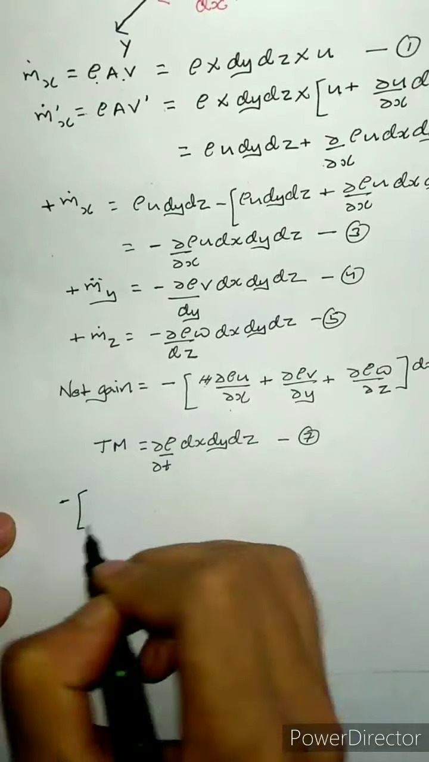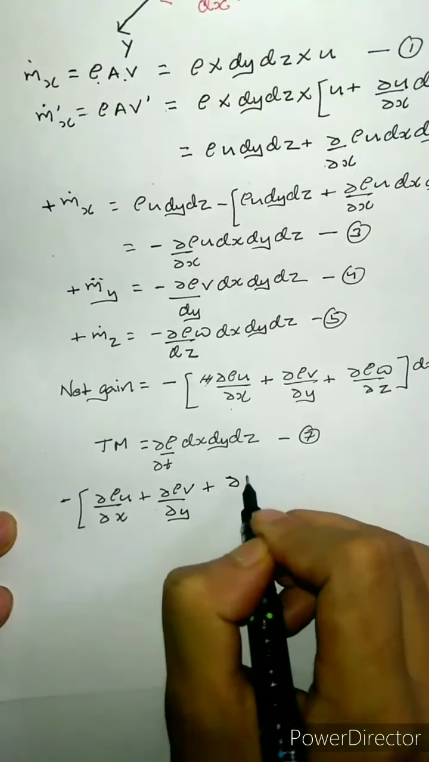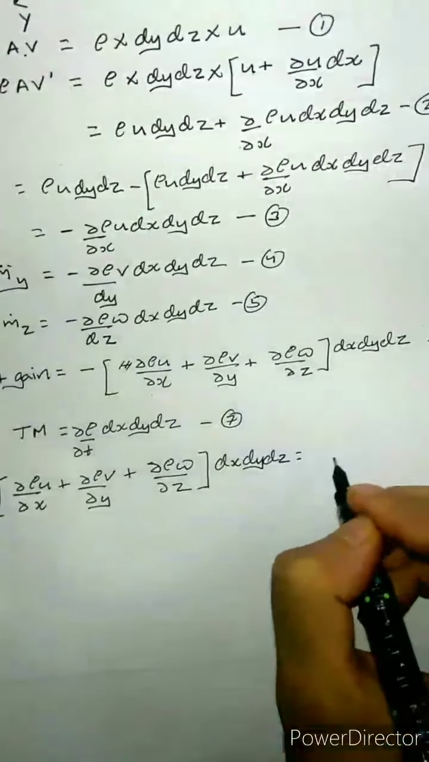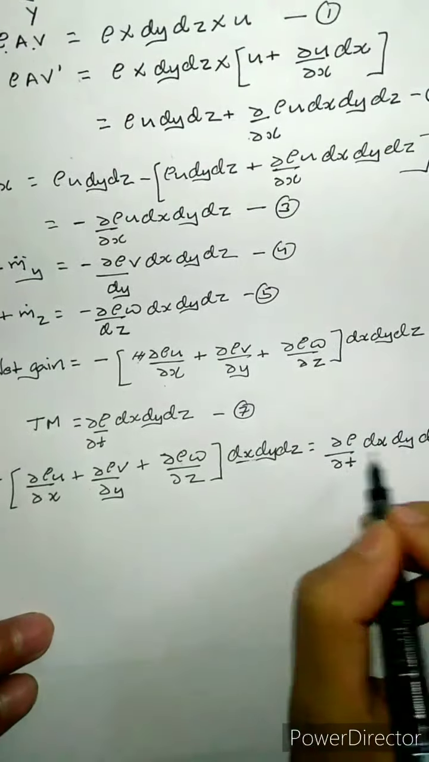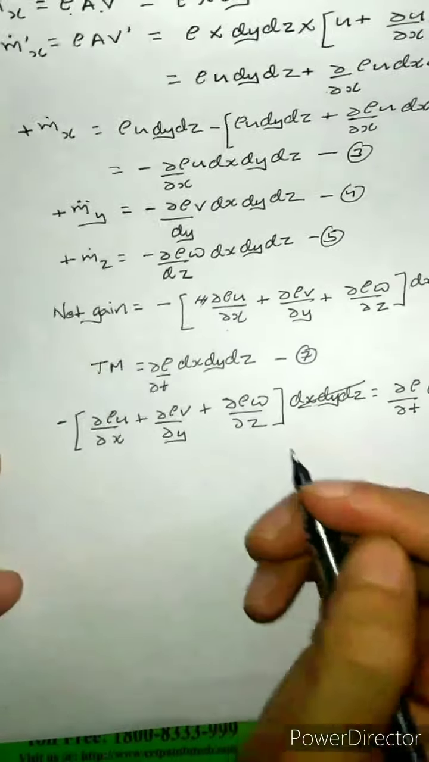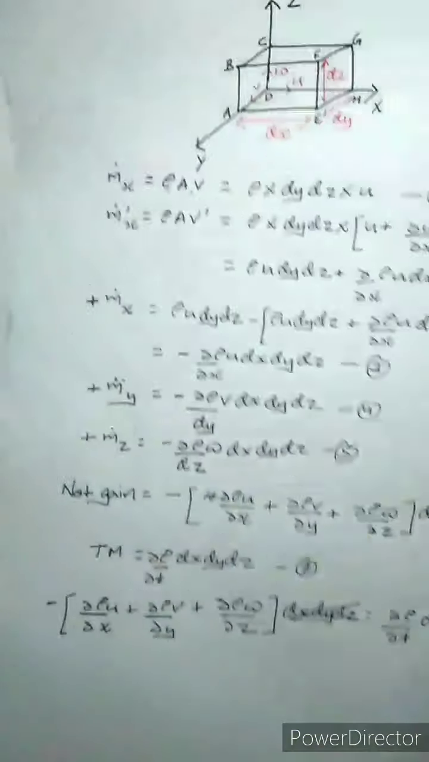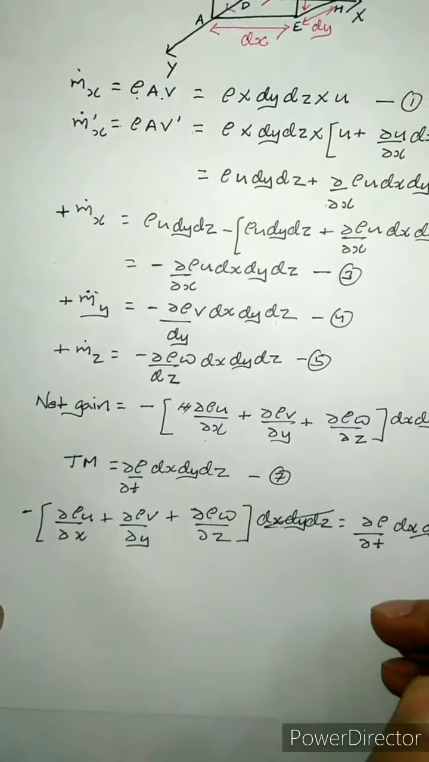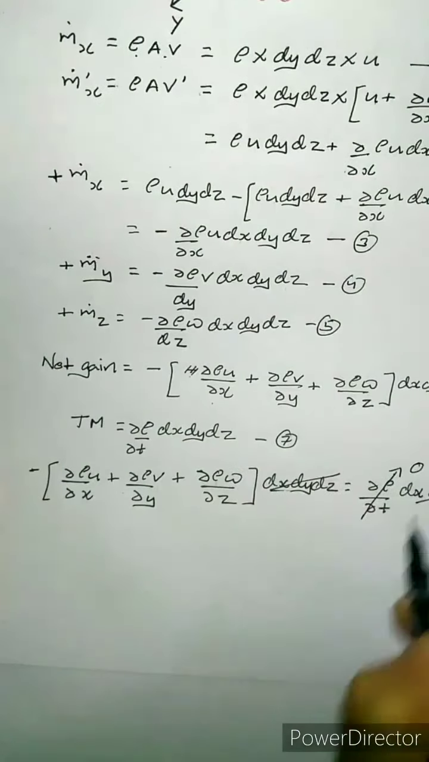On this we can write the equation with dx dy dz on one side and del rho upon del t times dx dy dz on the other. This is the same on both sides, so we cancel it out. Now we consider steady flow, which means the fluid flow through the cuboidal element is steady in nature, so the characteristic properties of the fluid, that is pressure, velocity and density, remain constant with respect to time, such that del rho upon del t is equal to 0.